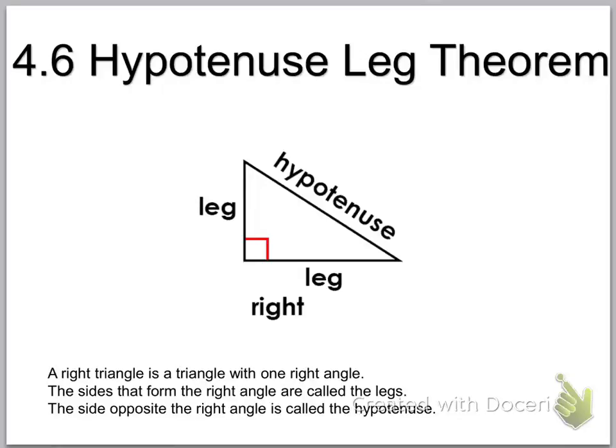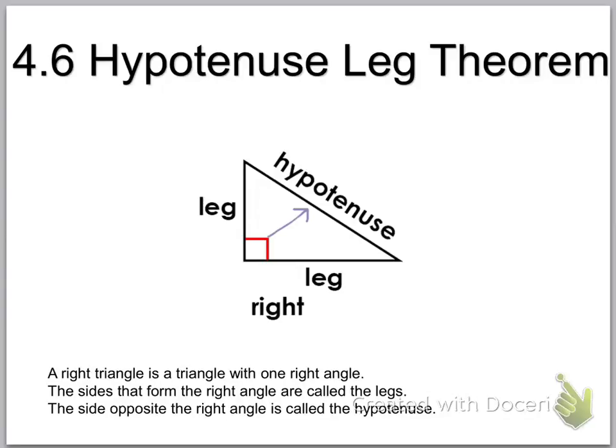So in this video, we're going to learn a new shortcut. It's going to be called the Hypotenuse Leg Theorem. So for us to be able to use the Hypotenuse Leg Theorem, we have to have a right triangle. We have to have our two legs. The hypotenuse will always sit across from my 90-degree angle.